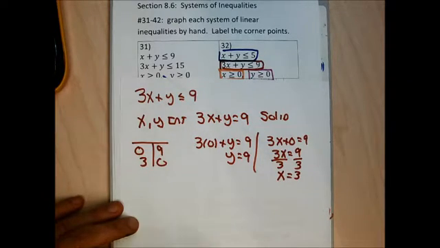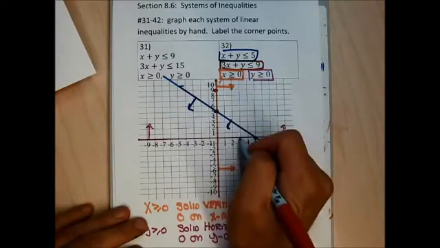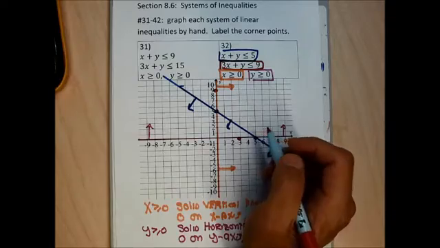So I'm going to plot (0, 9) and (3, 0). So (0, 9), (3, 0). Connect these with a solid line.